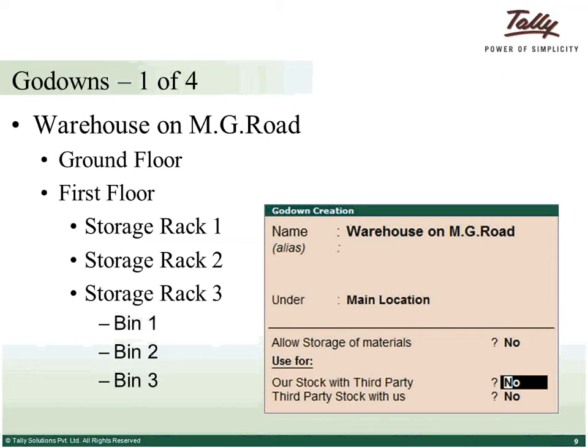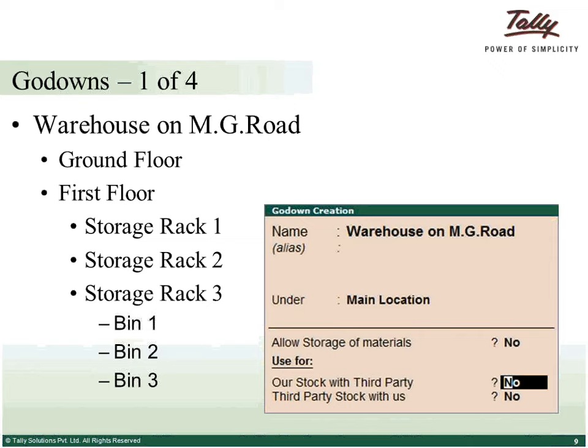Small businesses use godowns to mean a large storage area. So, a trader would specify his stocking sheds as godowns. Even further, a bin or a rack can also be a godown. A godown can contain sub-godowns, so we can create a hierarchy as shown on the screen.